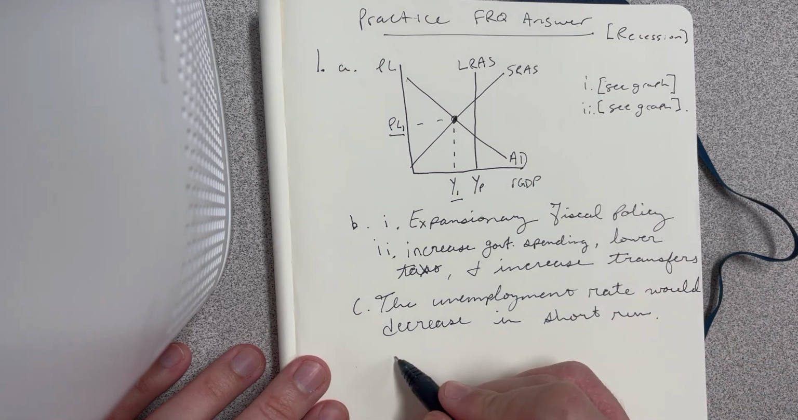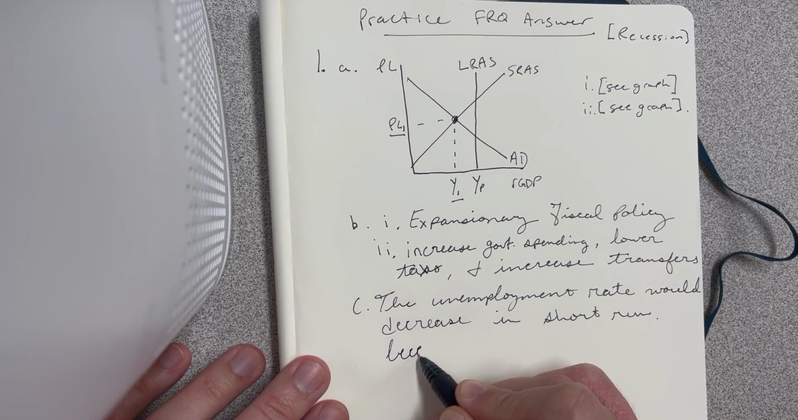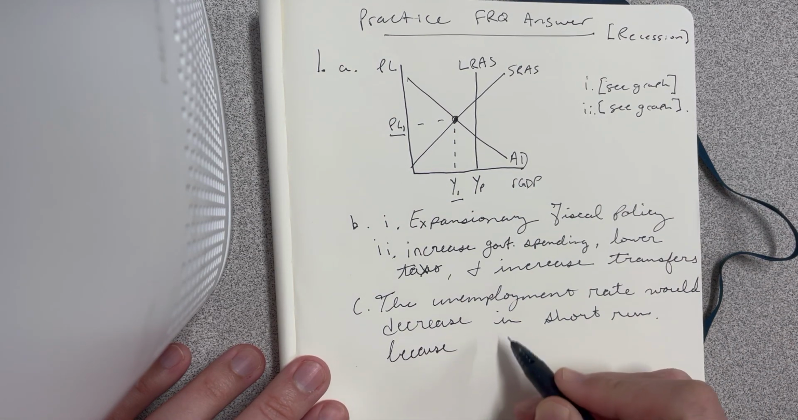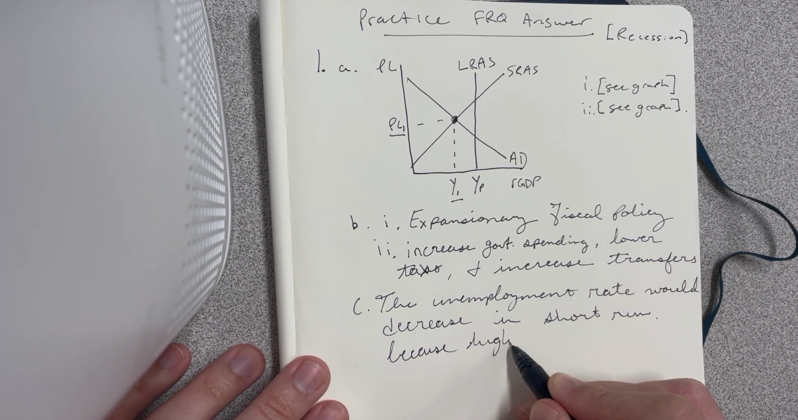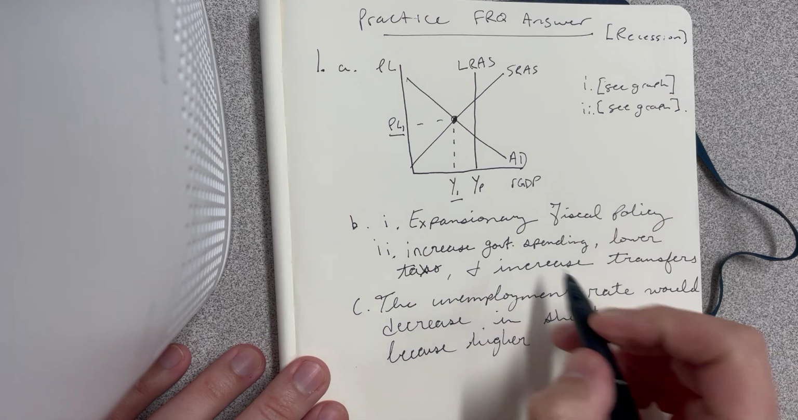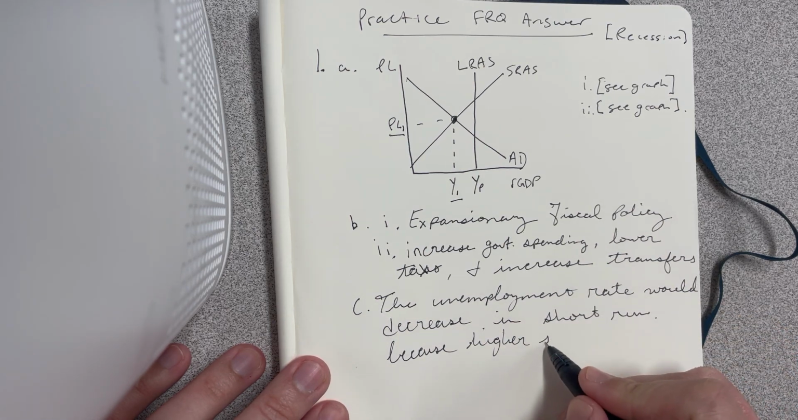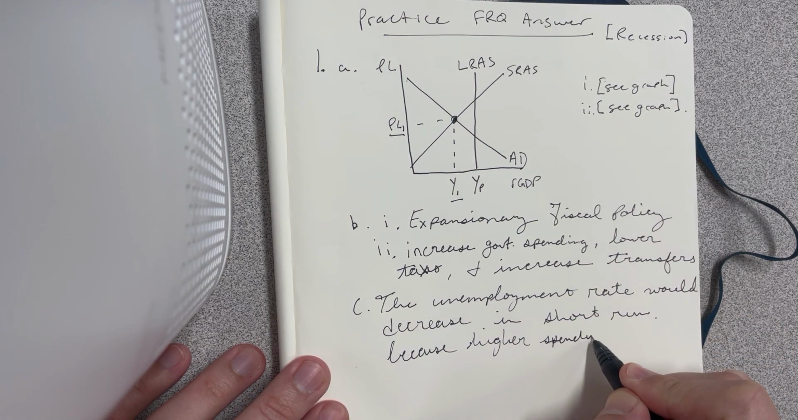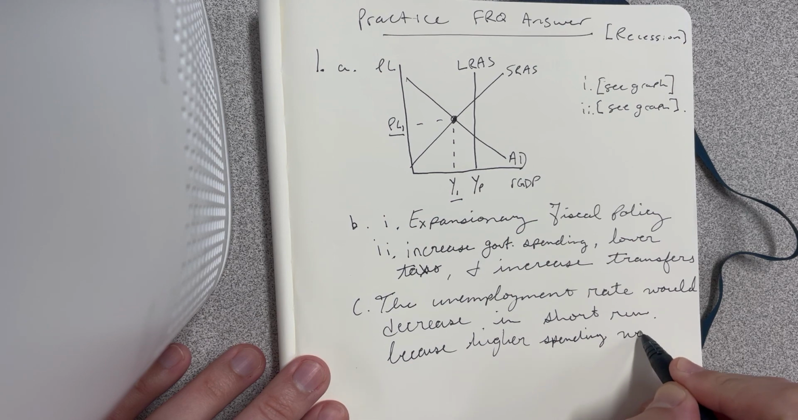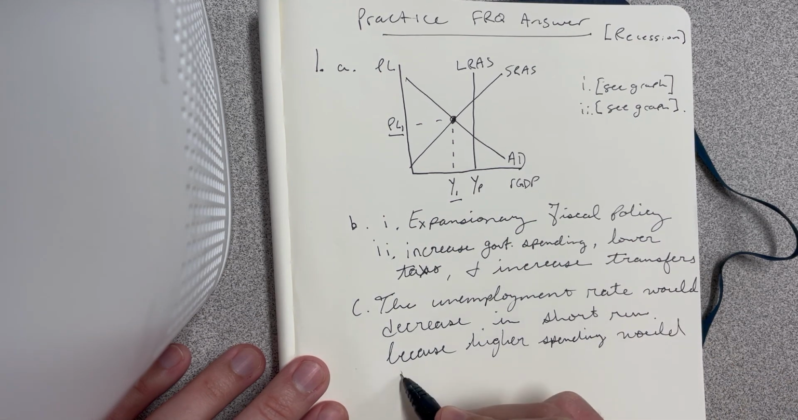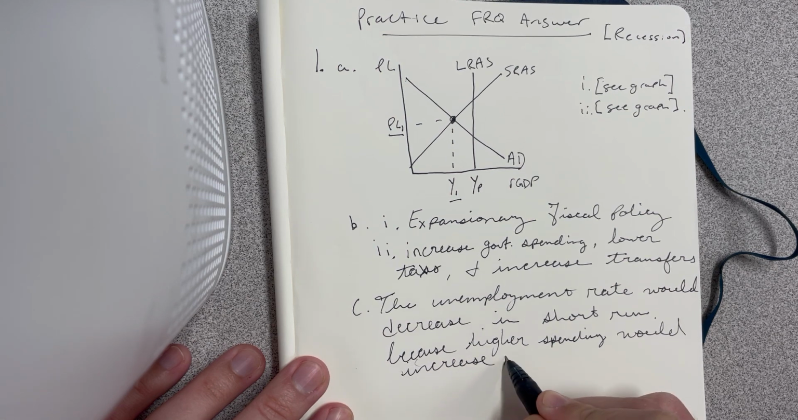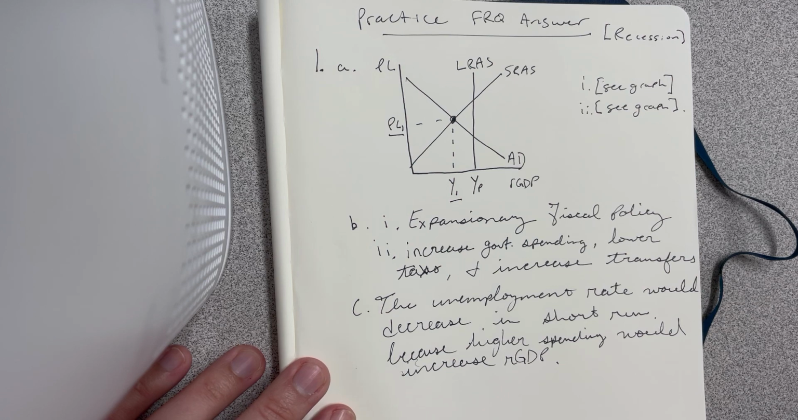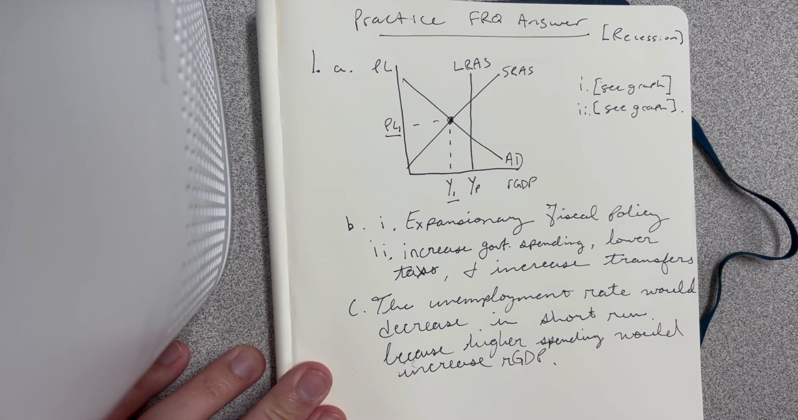All right, and we would say because higher spending, whether it's by the government or by consumers with lower taxes or increased transfers, would increase real GDP. All right, any of those would work there, okay, in the short run.